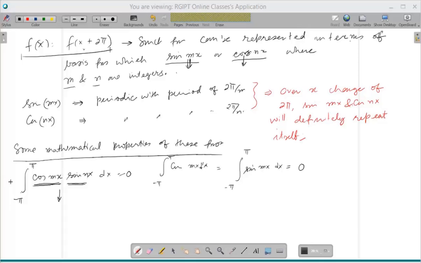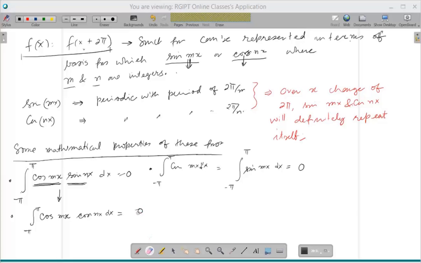Other results. So this would be, let's say, the first one. This is the second one. Third one: how about if you choose functions from the same family, cos mx and cos nx? That would be a little non-trivial.